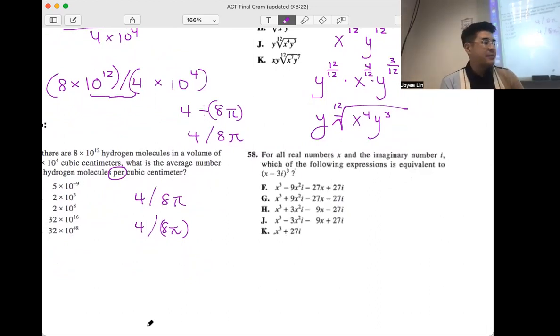And then for 58, 58 is just another one where you could plug in a number for X and then plug it in for X for all the answers and see which one makes the most sense. Because I don't know how many of you have binomial theorem memorized.